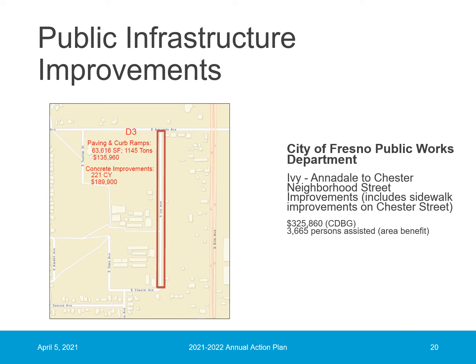$325,860 of CDBG funds are proposed for Ivy Annadale to Chester neighborhood street improvements. This project is the second phase of improvements to the West Fresno Elementary neighborhood and is located on Ivy from Annadale to Chester. The proposed improvements include removal of barriers to ADA access by reconstructing curb ramps, sidewalk installation, and roadway pavement reconstruction. The project also includes a section of sidewalk improvement on Chester Street.